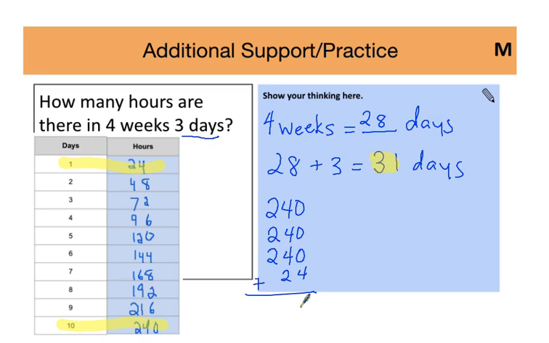0, 0, 0 plus 4 is 4. 4, 4, and 2, right? That's 8 and 2 makes 10, plus 4 more gives me 14. 2, 4, 6, and 1 more makes 7. So I get here 744 hours. Now, what was a different way we could have solved this?